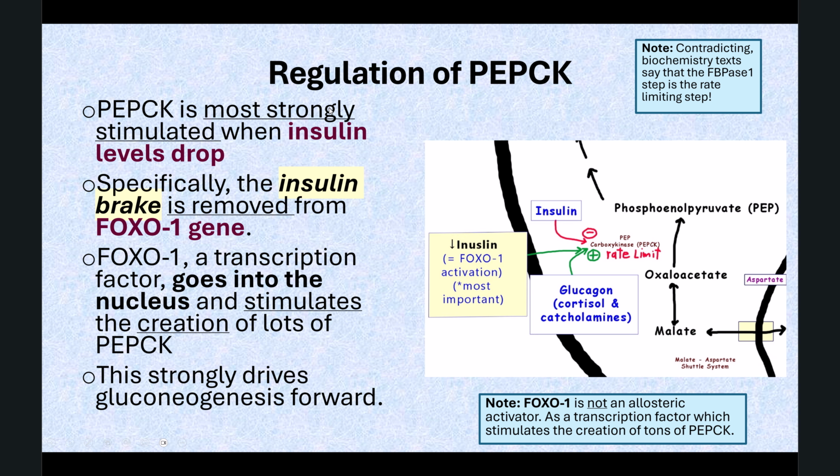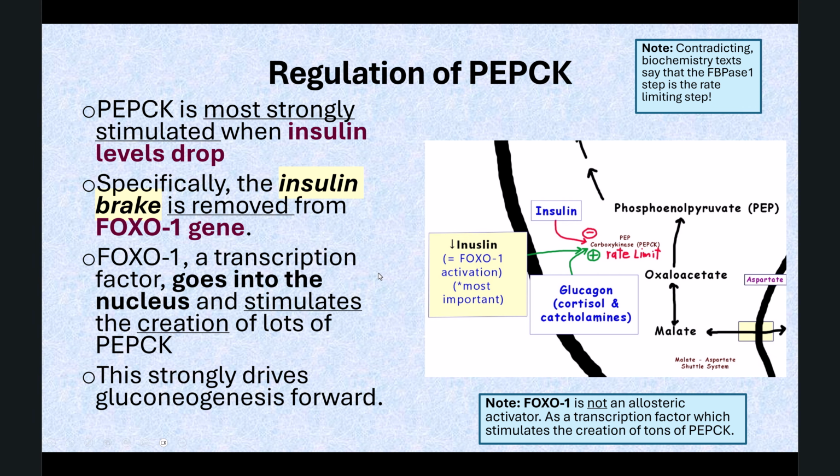And it is strongly stimulated when insulin levels drop. So the number one regulator of PepsiK is not glucagon, because glucagon stimulates it a little bit as well. And cortisol and epinephrine, the catecholamines, they help drive the reaction this way. This is gluconeogenesis. They help. They're not the big one. The biggest stimulator is the brake on FOXO1. So a decrease in insulin will remove the insulin brake from FOXO1. And FOXO1 will really supercharge this.